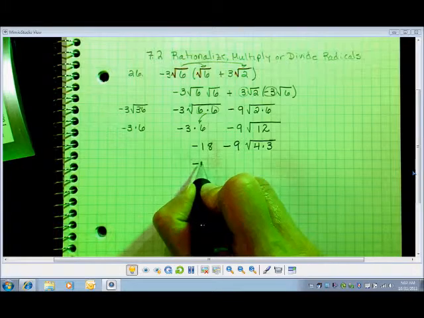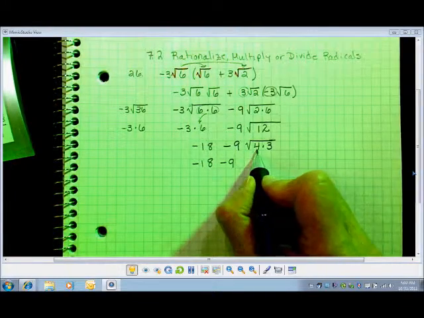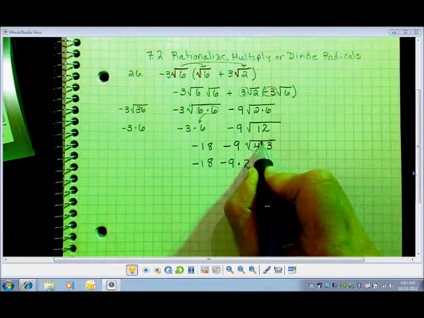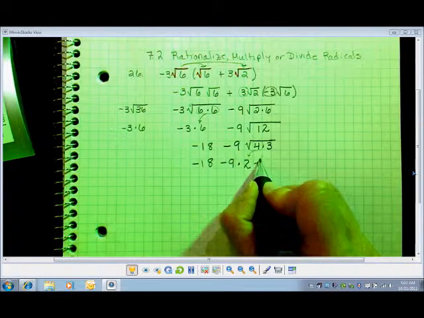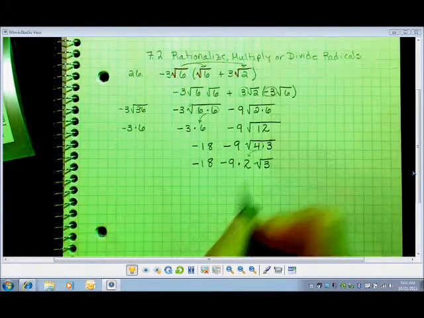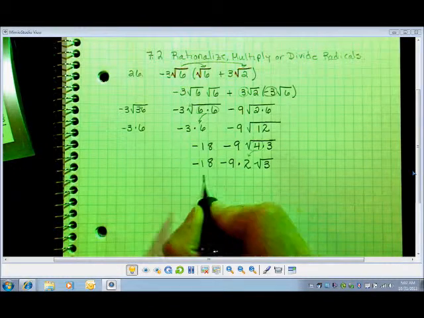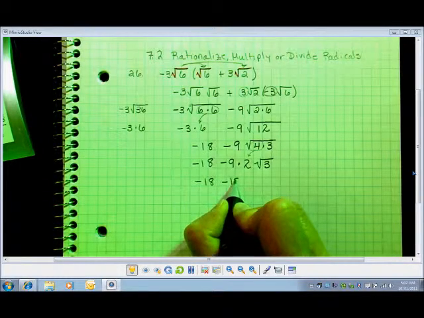So this becomes -18 minus 9. The square root of 4 comes out as 2. And my 3 is still left underneath the radical. So that gives me -18 minus 18 square root of 3.